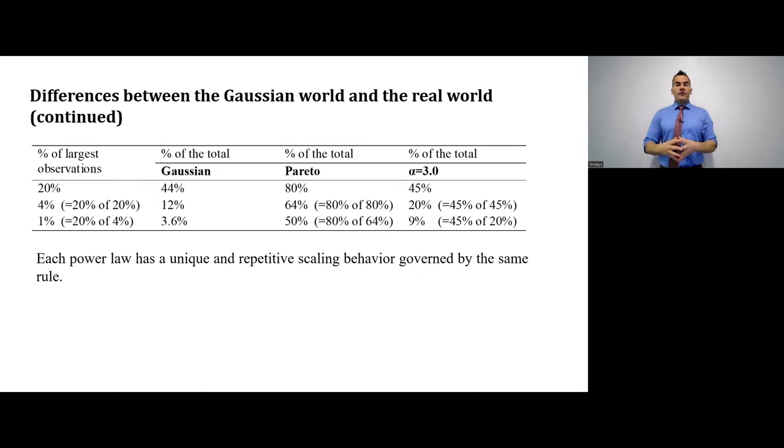Again, let's continue the discussion on the differences between the Gaussian world and the real world we live in. I gave you an additional example. We now have a power law exponent of 3.0 as opposed to 2.1 for the Pareto distribution. If you ask how much of the cumulative total the largest 20% comprise: for the traditional Pareto 80-20, we have 80%. If we consider the Gaussian world, it's 44%. If we have a power law with an exponent of 3, it's 45%. So it's very close to the normal distribution at first glance, okay?